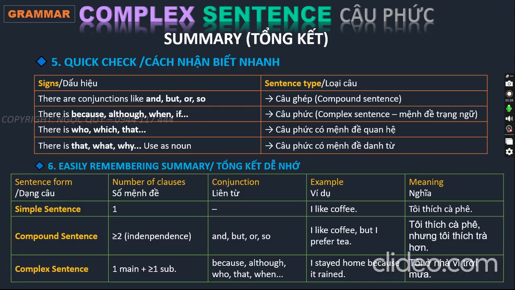A simple sentence has one clause, no conjunction. For example, I like coffee. A compound sentence has two or more independent clauses with conjunctions like and, but. For example, I like coffee but I prefer tea. A complex sentence includes one main clause and one or more subclauses. Conjunctions include because, although, who, that, when. Example: I stayed home because it rained. Okay?